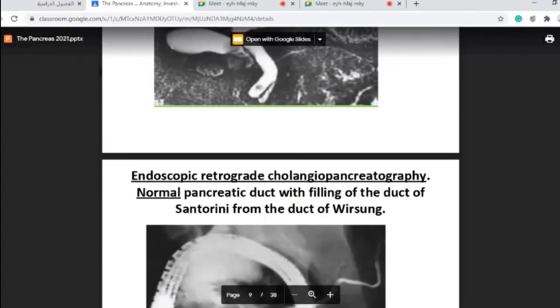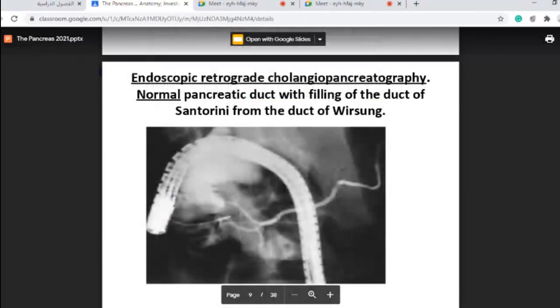This is the ERCP, endoscopic retrograde cholangiopancreatography. It is an endoscope passed through the mouth, to the esophagus, the stomach, the duodenum, and through the second part of the duodenum. Okay, in the second part of the duodenum, we can introduce a catheter and do a contrast study. It is used as a diagnostic and therapeutic procedure.